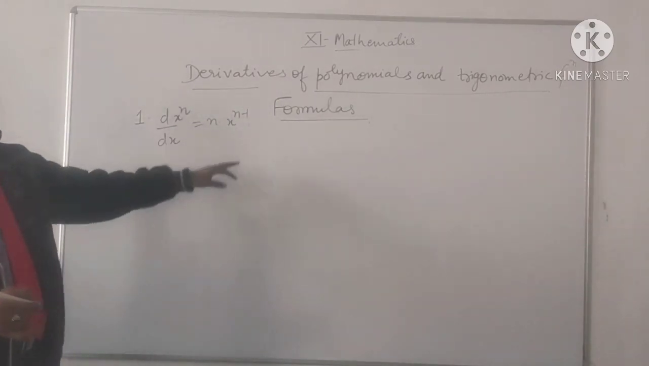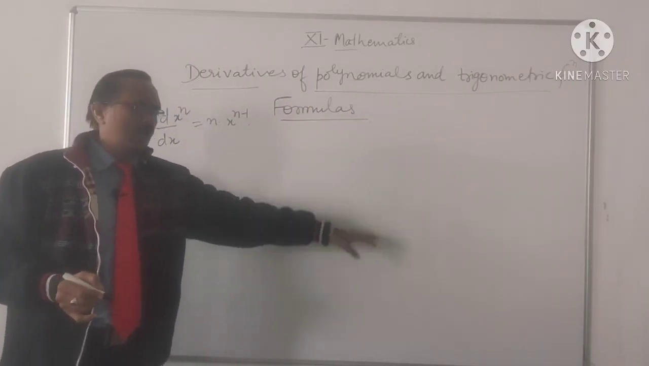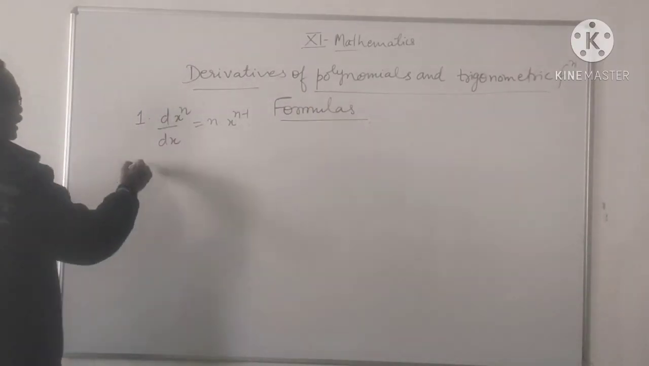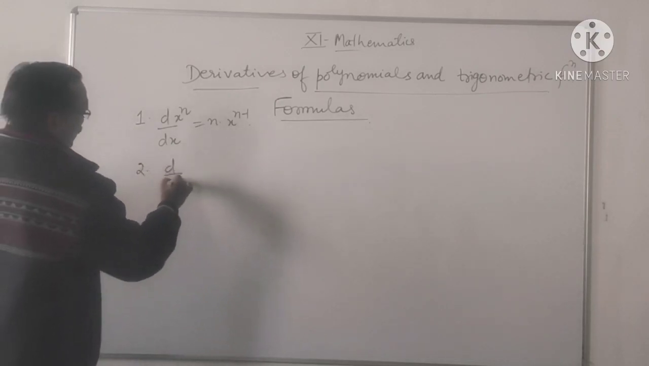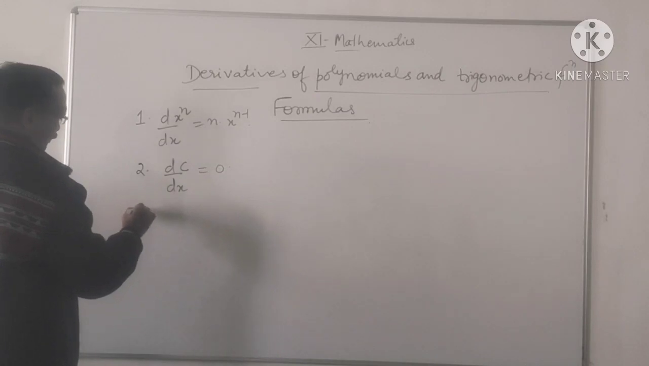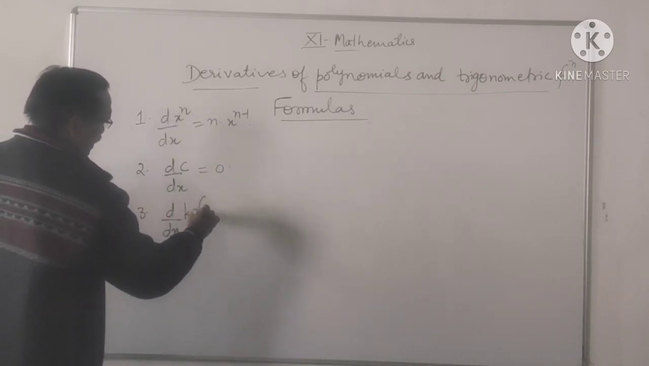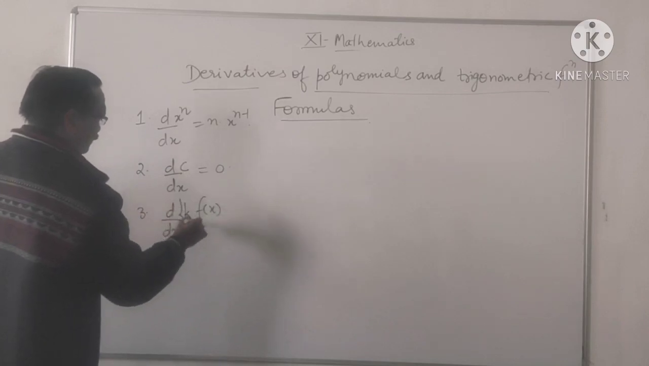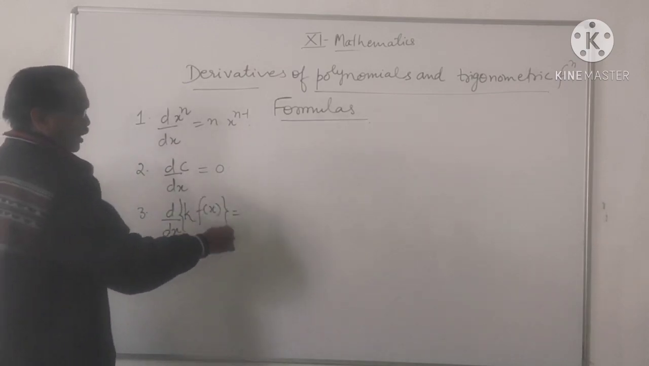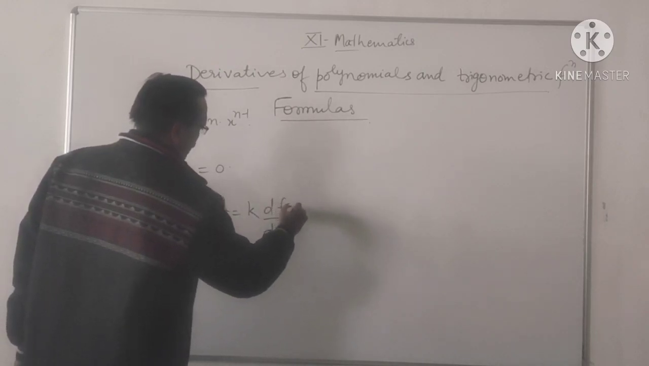Proof of all these formulas from first principle, but they are not in your syllabus, so I am directly writing the formulas. D over dx of any constant, it is 0. D over dx of, let it be a constant and a function fx. Then we take the constant out, then we differentiate the rest of the function.